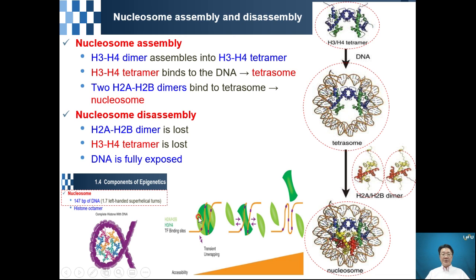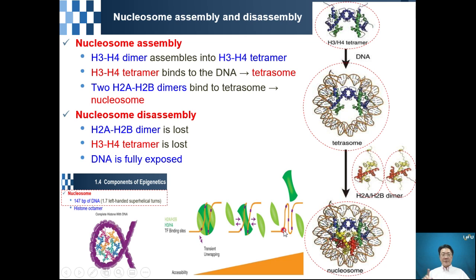Okay, so this is the nucleosome, which is composed of the H3-H4 tetramer, and this is the H2A-H2B dimer, and this is the H2A-H2B dimer. First of all, the H2A-H2B dimer is lost. Okay. After that, the H3-H4 tetramer is lost. So finally, the DNA is fully exposed like this.